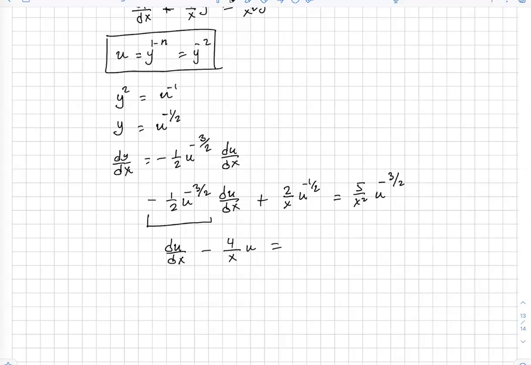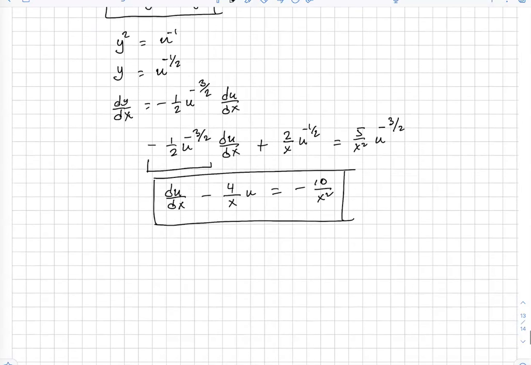On the right hand side, you are dividing by minus half. So minus 10 by x square. And you are dividing by u to the minus 3 over 2, and you have a u to the minus 3 over 2 which gets cancelled. So what you see here, the nonlinear equation has been turned into a linear equation. And now here you can apply the linear method.